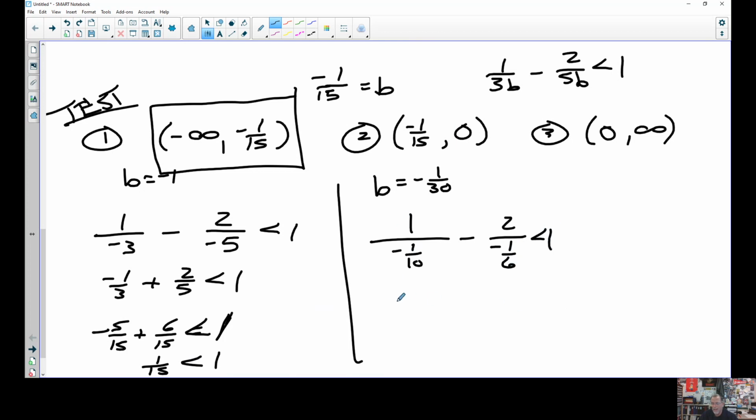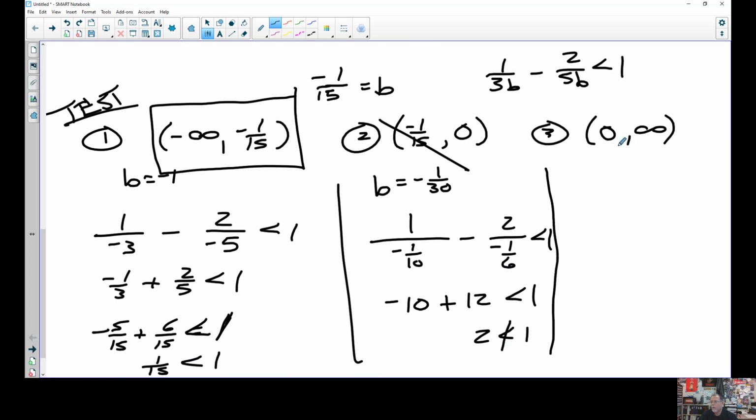So 1 over negative 1/10 is a negative 10, right? And minus a negative 2 over 1/6. Well, 2 over 1/6, we'd flip and multiply, and we would get 12, right? So that's plus 12, right? Because we'd flip this, and it would be 2 times 6, 12 over negative 1. So that makes minus the negative 12 is plus 12. Less than 1. Is that true? Well, negative 10 plus 12 is 2. That is not less than 1. So that is not one of our solutions.